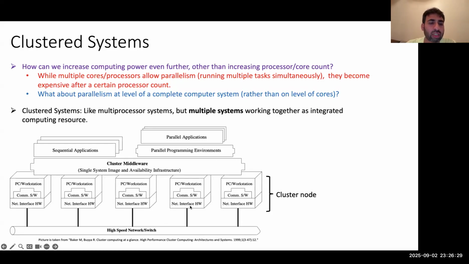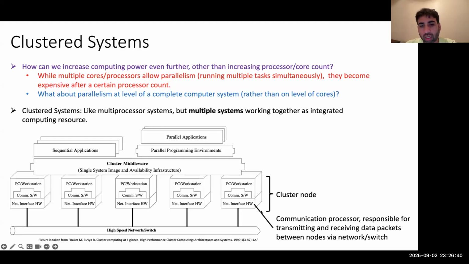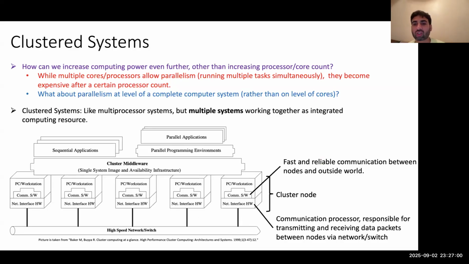This picture shows the architecture of a clustered system. In a cluster system, you have multiple nodes. This is a single node, which consists at the bottom of network interface hardware. It is a communication processor, which is responsible for transmitting and receiving data packets between nodes of the same cluster. On top of it, you have communication software, which is responsible for communication between nodes and the outside world. And then on the top you have the PC workstation.